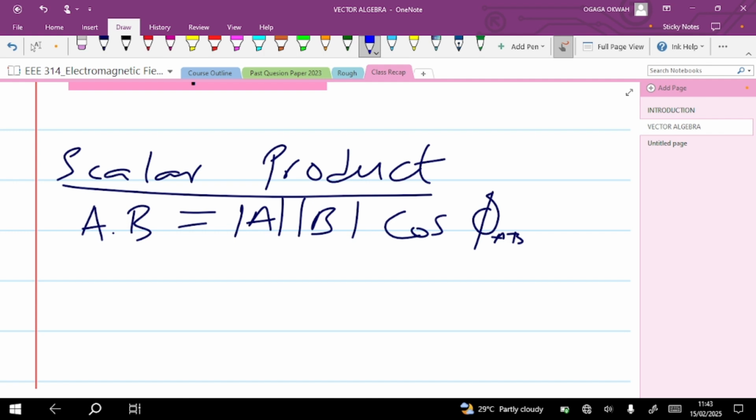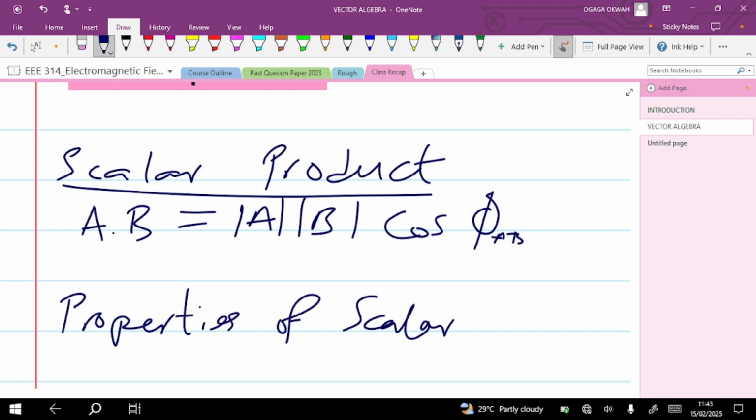Then there are some properties of the scalar product we need to bear in mind. Properties of scalar products. This will help us when we do our calculation.